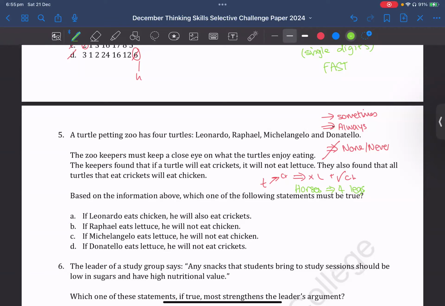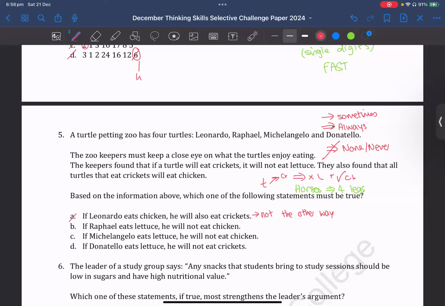Alrighty, so let's go through the questions. Once again, I'm going to do a method of elimination because I find that's the easiest. So if Leonardo, a turtle, eats chicken, he will also eat crickets. You actually don't know because it doesn't work the other way. So similar to how not everything with 4 legs is a horse, not everything that eats the chicken will go back and eat the crickets. So I'm just going to write that down, not the other way. So it can't be A.